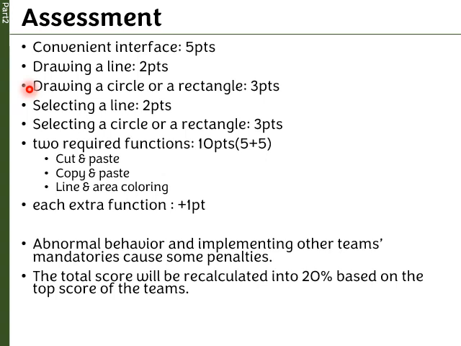Selection is the function that every team should implement. 2 mandatory functions are also assigned to each team. Similar to the shape, you cannot implement other teams' mandatory functions. For other features, you can freely decide whether to implement them or not. If you implement more, you will get extra points.